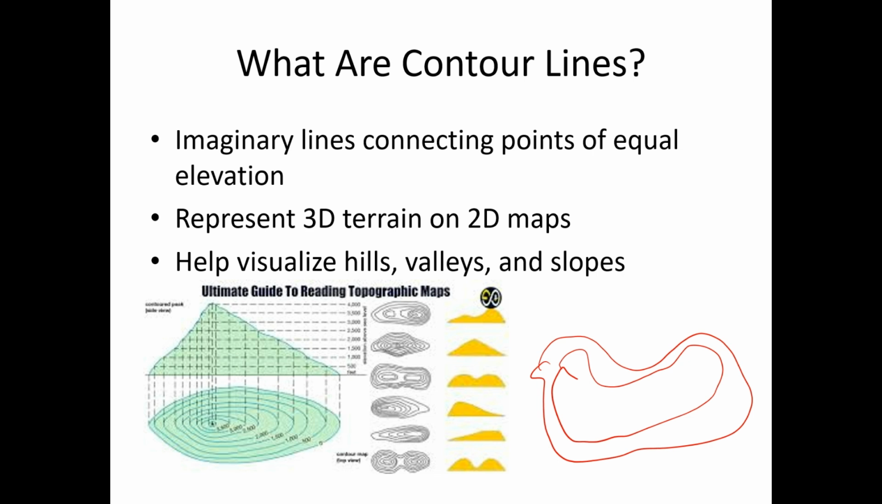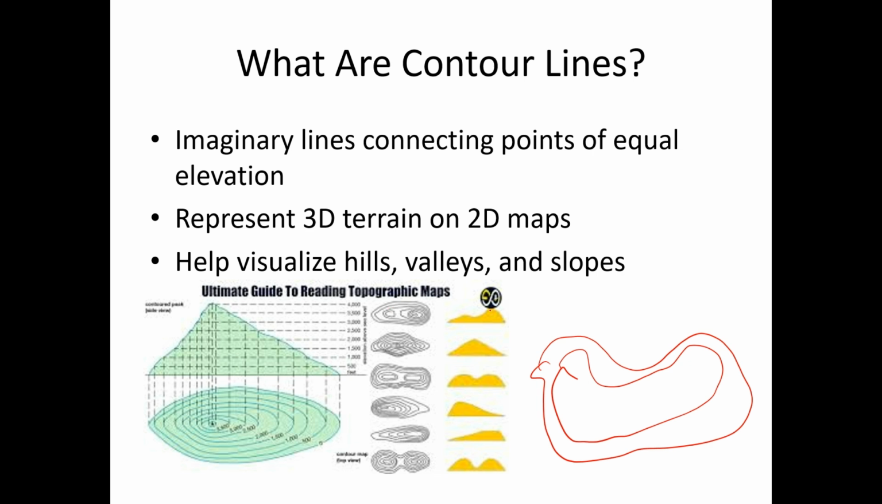What they do is represent 3D terrain on 2D maps. Because obviously, when you're looking at a map, you can't really tell the elevation of the landform that you're looking at. So these contour lines help you do that. Like it says, it helps you visualize hills, valleys, and slopes. If you take a look at the image below, the quality is really bad, but I think you can get pretty much an idea of what it's trying to refer to.